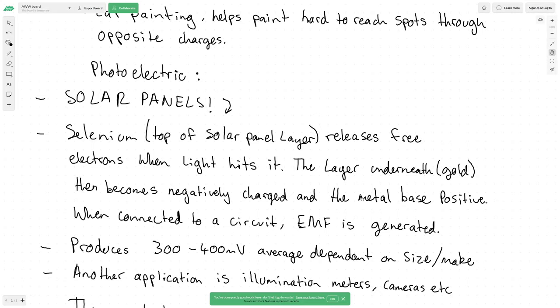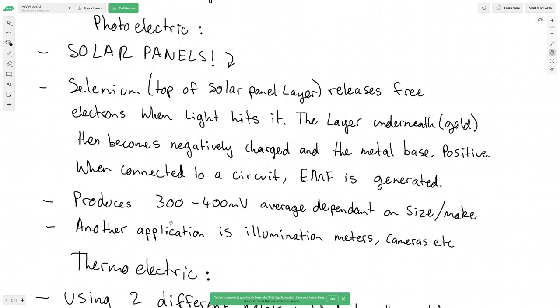When it's connected, voltage and current will flow. But the voltage, you can see here, produces about 300 to 400 millivolts on average. So that's an average number. And then, of course, that depends on the size, the make, so what it's made of, how big it is, the technology. There's a lot of different ones out there, and a lot of different systems as well.